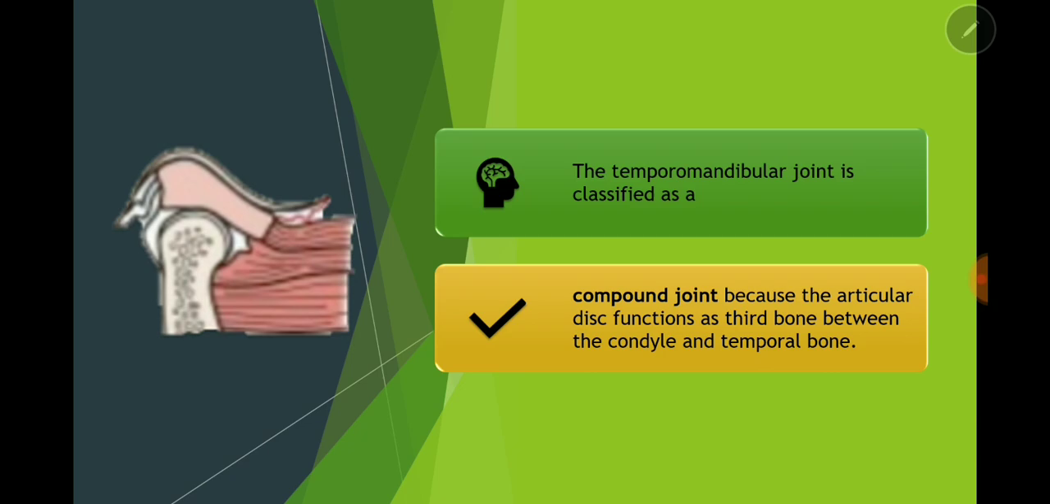So the temporomandibular joint is classified as a compound joint, and this is because the articular disc functions as a third bone between the condyle and the temporal fossa. So it's a compound joint. You have three components: the condyle, the temporal fossa, and the disc.